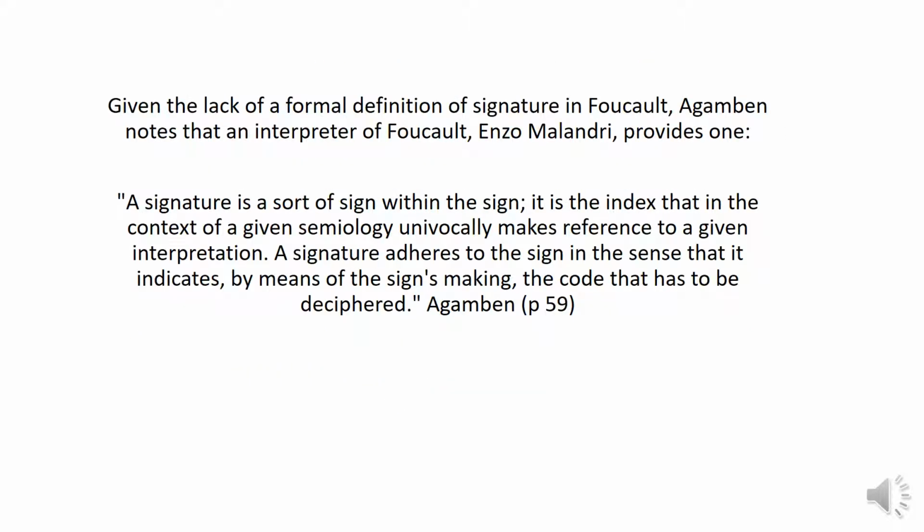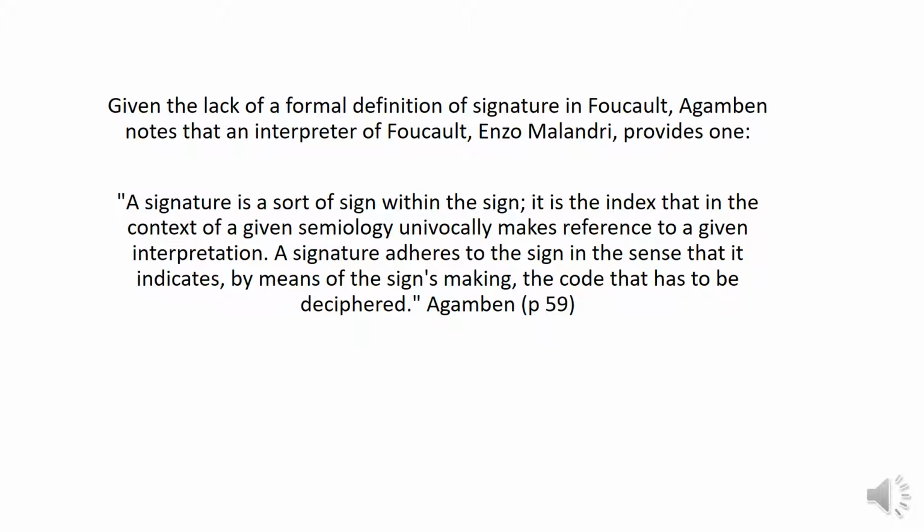Given the lack of a formal definition of signature in Foucault, Agamben notes that an interpreter of Foucault, Enzo Melandri, provides one. Melandri writes, "A signature is a sort of sign within the sign. It is the index that in the context of a given semiology univocally makes reference to a given interpretation."